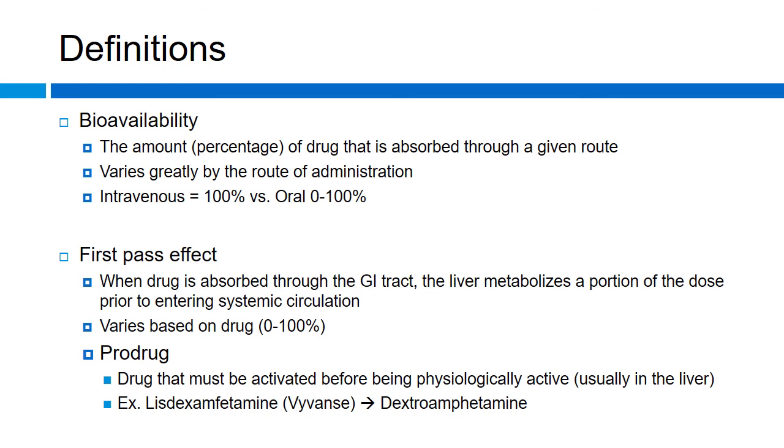Okay. Another example of this would be a prodrug. A prodrug is basically an inactive drug. I give a drug, it doesn't do anything by itself unless it's been activated through some sort of enzymatic process. Usually this happens within the liver. Once it gets converted, then it's physiologically active and can go and have its effect.